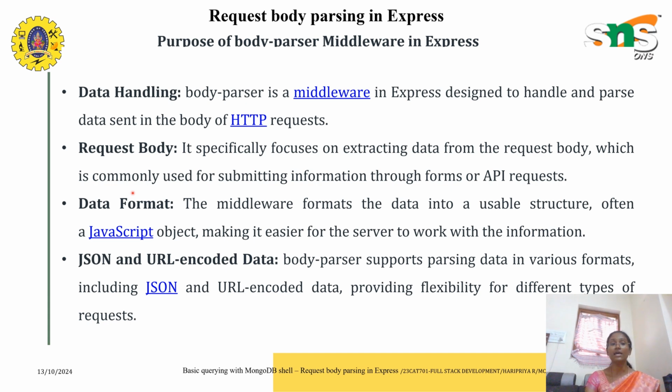The next one is the data format. Data format is a fully structured object in JavaScript. The next one is JSON and URL-encoded data. It connects through the body parser in various formats. URL-encoded data is for the different types of requests you have to give through the network. These are the things we'll work on here.